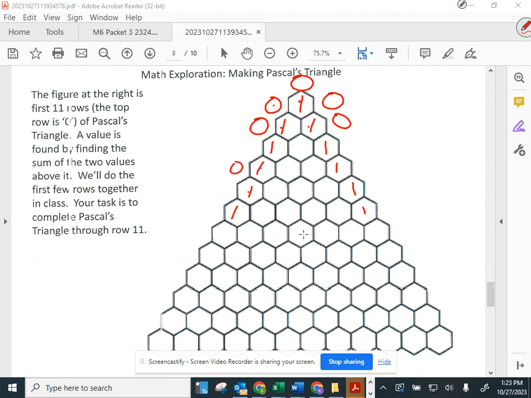Then we go back up and we say 1 plus 1 is 2. 1 plus 2 is 3. 1 plus 3 is 4. And we're going to do it for all of these. 3 plus 3 is 9. 3 plus 1 is 4. So for all of these inside ones, you are adding the 2 sections on top of it and filling in that number all the way down to the bottom.